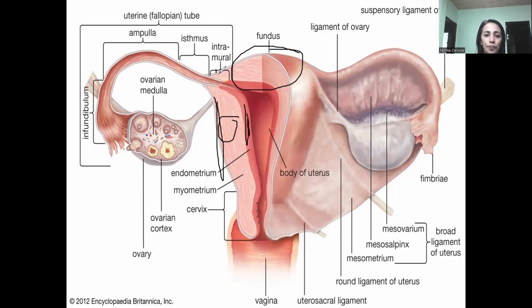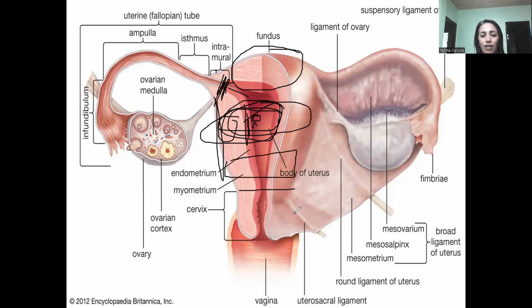This is the cornua. The cornua is a part of the uterus being attached to the fallopian tube. And this is the corpus, the body of the uterus, where the baby is being encapsulated. We also have here the isthmus going to your cervix down here. This is the internal os, and this is also the external os.